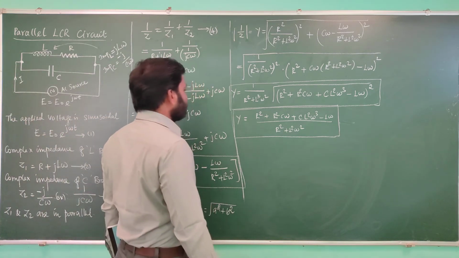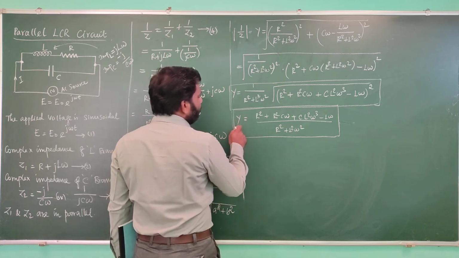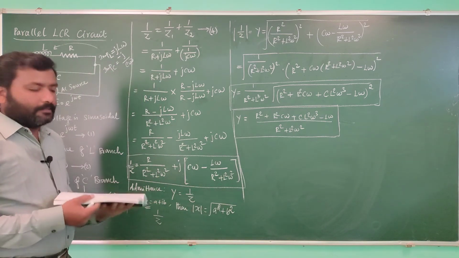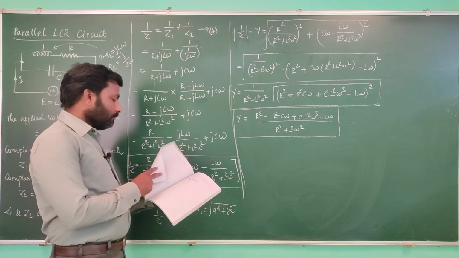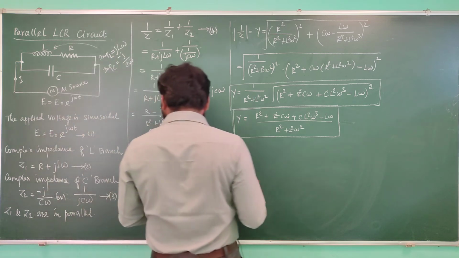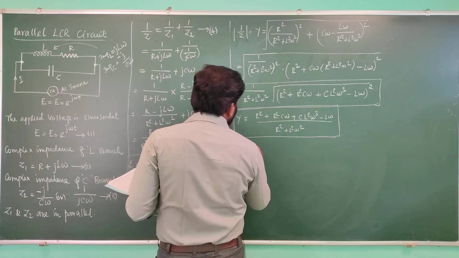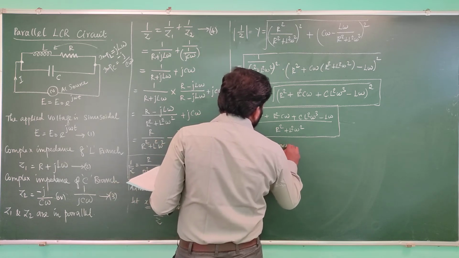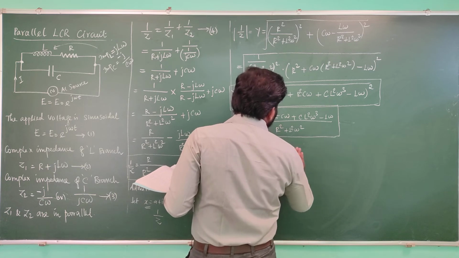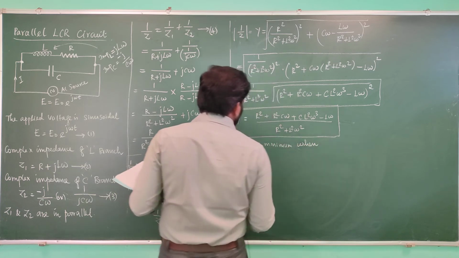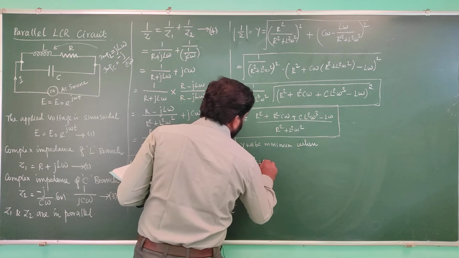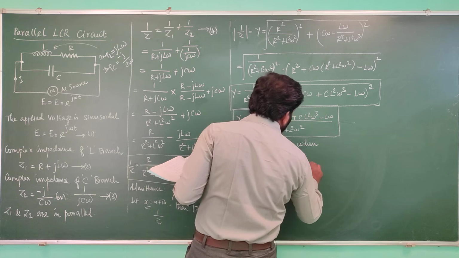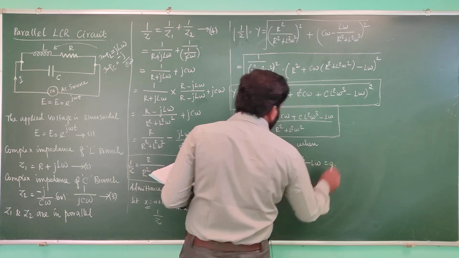In this term, Y will be minimum if this numerator is minimum or equal to 0. So Y will be minimum when R square plus R square C omega plus C L square omega cube minus L omega is equal to 0.